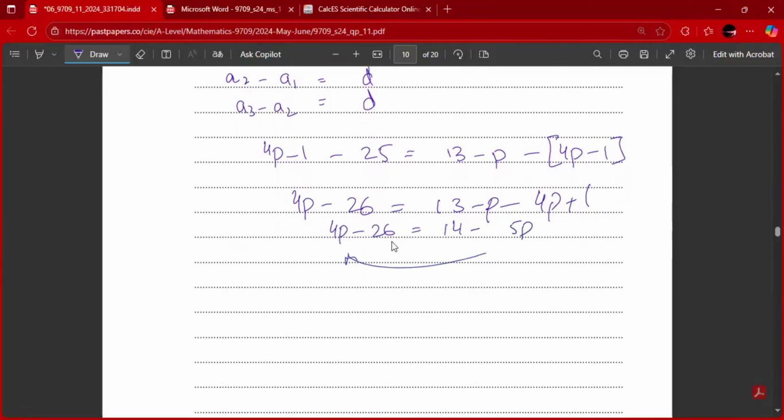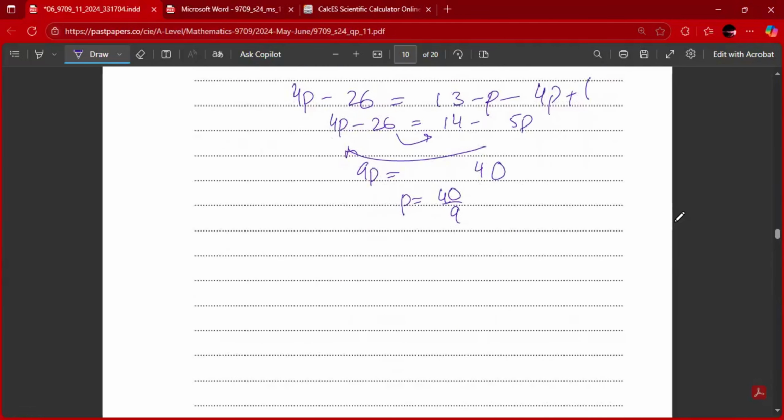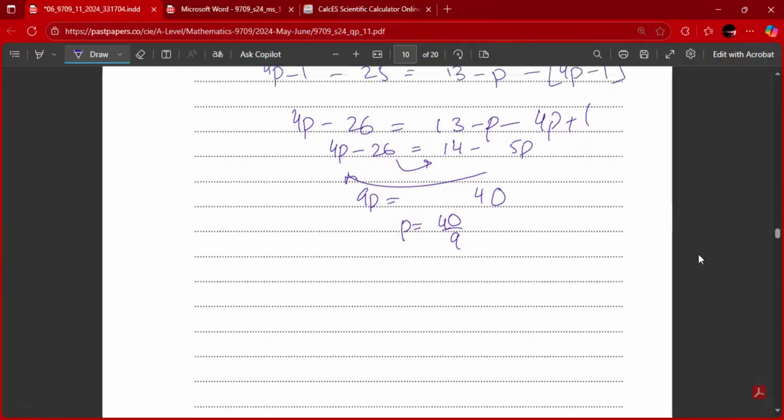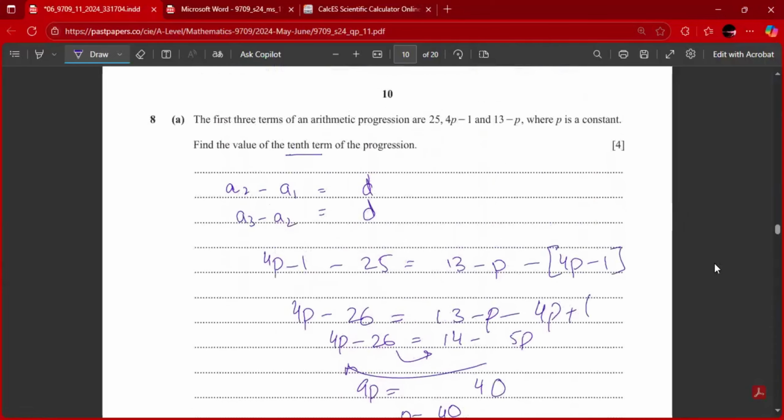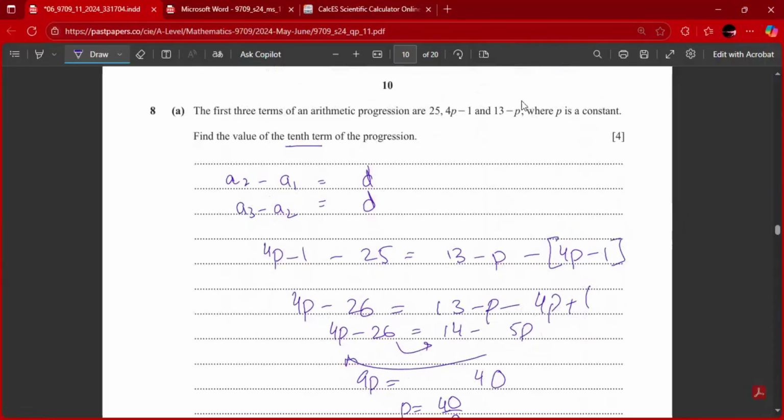Taking the similar terms to one side, 9p is equal to 40. So the value of p is equal to 40 over 9. This value looks a little odd, but let's just keep going. Now we have the value of p, but we're supposed to find the 10th term, not the value of p.